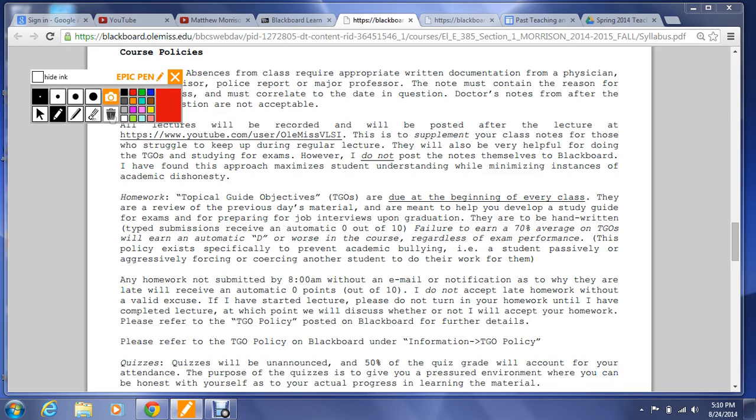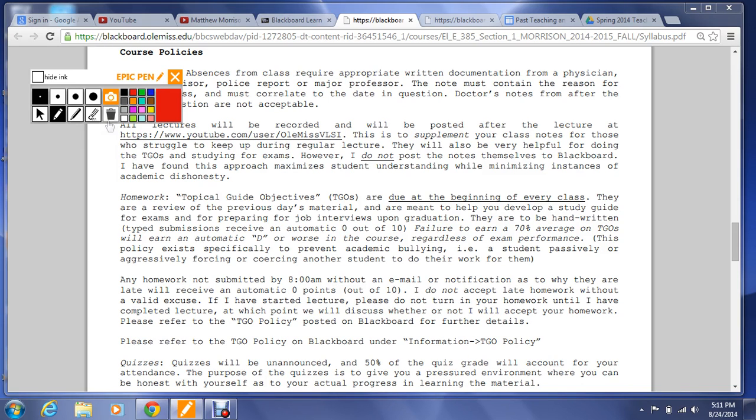So number 6, when are the TGOs due? They are due at the beginning of class. I need to update this. So let me update this from 8 a.m. This is now 9:30. I'll update this because the last class I taught was at 0800, which I'm sure you guys are grateful that's not happening.